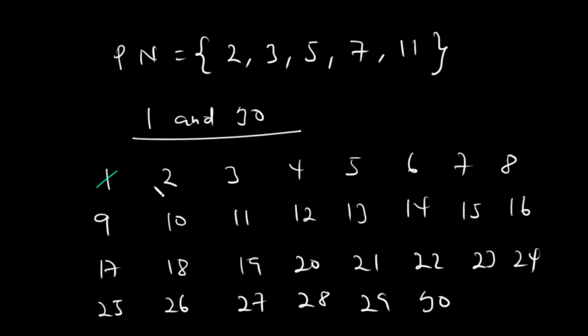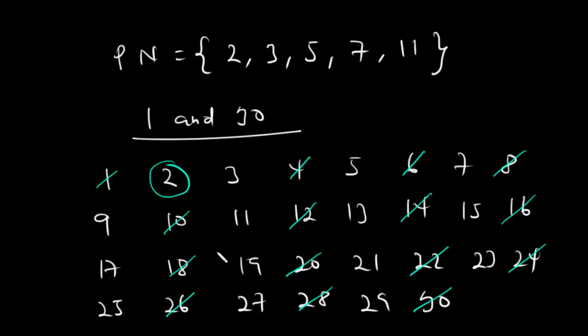Now, we are going to circle the next number after 1. So the next number after 1 is 2. So we are going to circle out 2. Now, after circling out 2, we need to cancel out all multiples of 2. So multiples of 2 are 4, 6, 8, 10, 12, 14, 16, 18, 20, 22, 24, 26, 28, and 30.